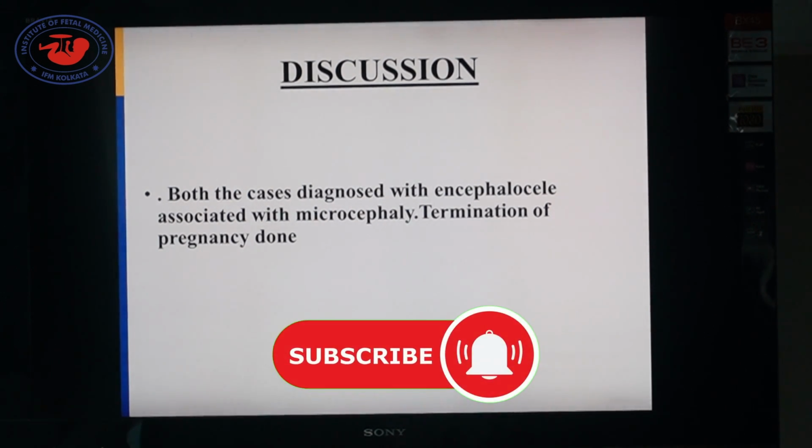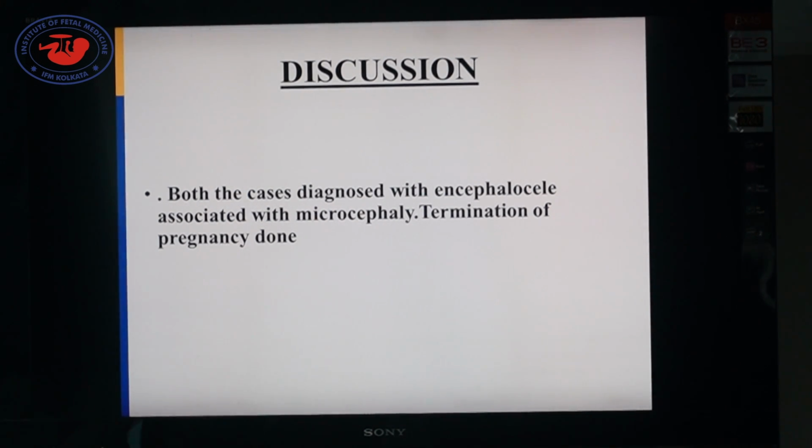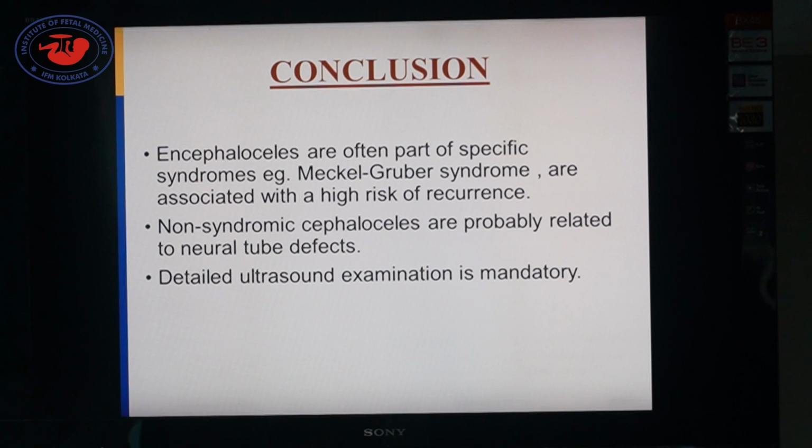Both cases diagnosed with encephalocele were associated with microcephaly, and termination of pregnancy was done in both cases. So we come to the conclusion that encephaloceles are most often part of a specific syndrome, that is Meckel-Gruber syndrome, associated with a high risk of recurrence. But in these two cases, we cannot come to a specific diagnosis of whether it is Meckel-Gruber syndrome or not. For that reason, they need CMA. That test was not done in both cases.